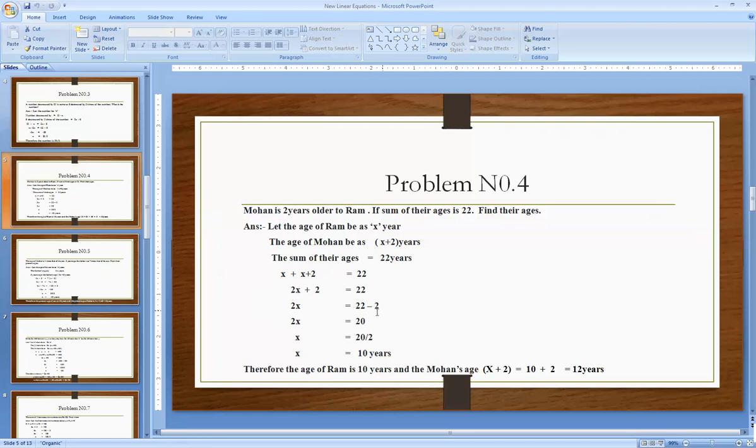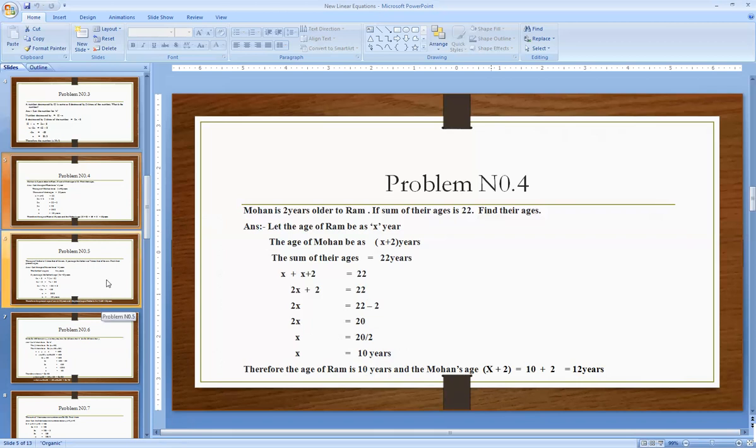This plus 2 becomes minus 2. Then 2x equals 20, which means x equals 20 by 2. That is, x equals 10 years. The x we assumed is Ram's age. For Ram we have assumed the age x, that is 10 years. Therefore Mohan's age, if we add plus 2, is 10 plus 2, which becomes 12 years. Therefore the age of Ram is 10 years and Mohan's age is 12 years.